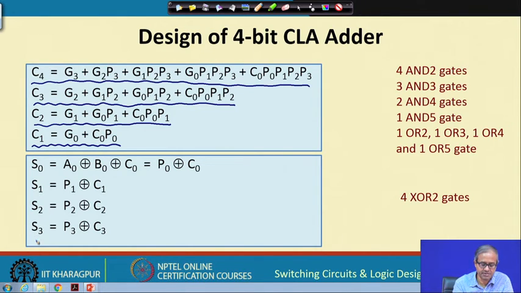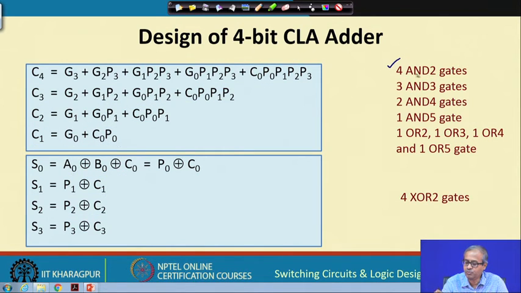And the sums, as you know, sum is nothing but the XOR of the 3 inputs in a full adder. Now, A0 XOR B0 is nothing but the carry propagate function. So, propagate XOR the carry is nothing but the sum. So, you can generate the sums like this. You see what you need. In order to do this, you need 4 2-input AND gates. You see there is one here, here, here, here, 2 input AND gates. 3 input AND gates, one is here, one is here, one is here.